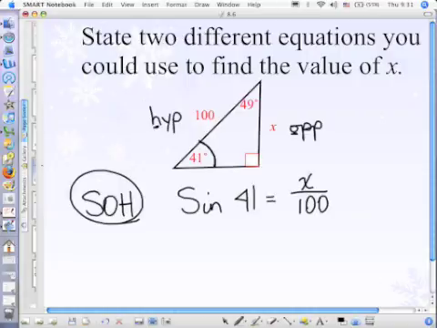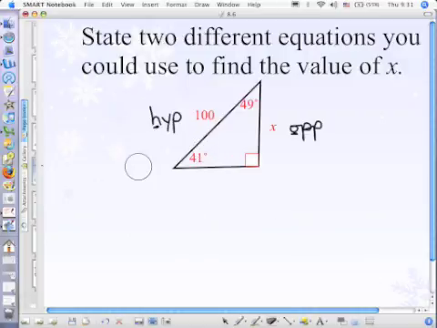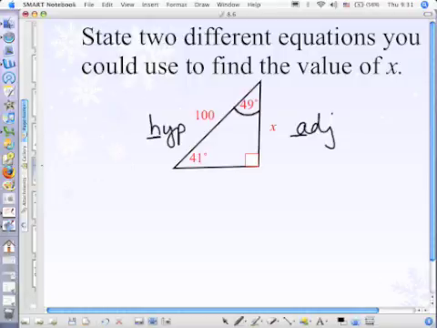Now, I asked you to draw the picture again, eliminating the 41-degree angle and using the 49-degree angle. So we're going to erase everything, because now if I have a new angle, then that means I have new pieces. I have an angle and I have two sides identified. So the question is, what is 100? It's the hypotenuse. I know it's the hypotenuse because it's the longest side. And in reference to the 49-degree angle, what is x? Adjacent, because it is touching that angle.